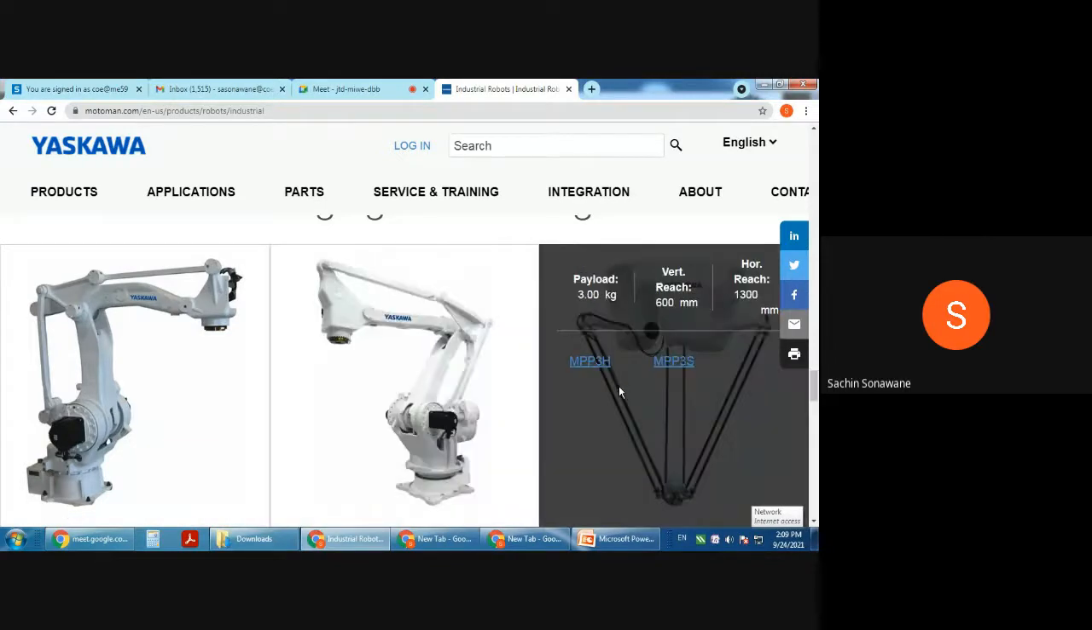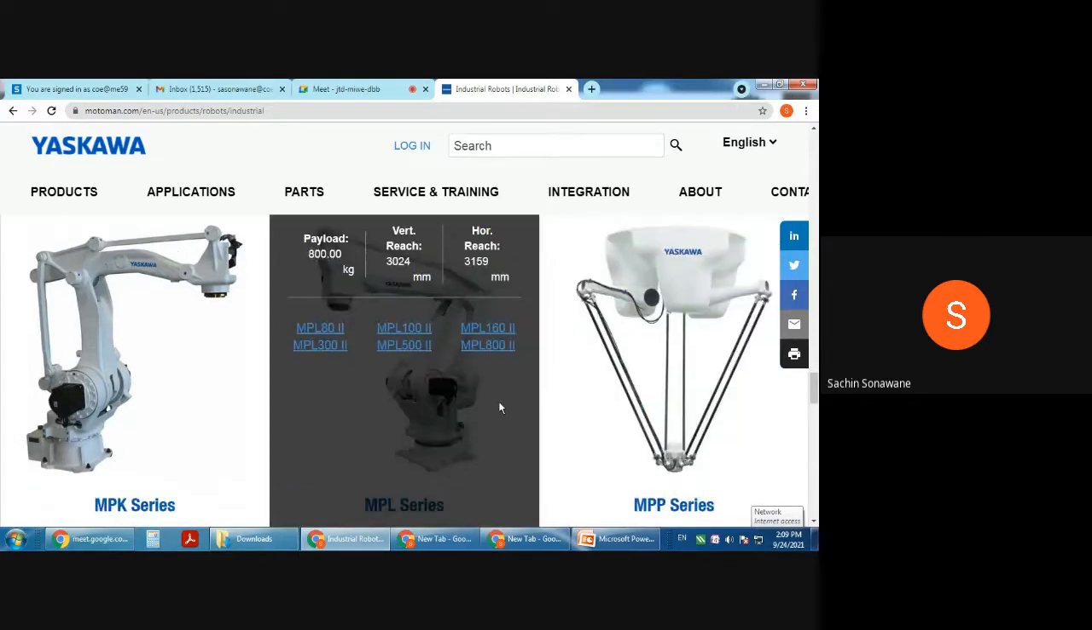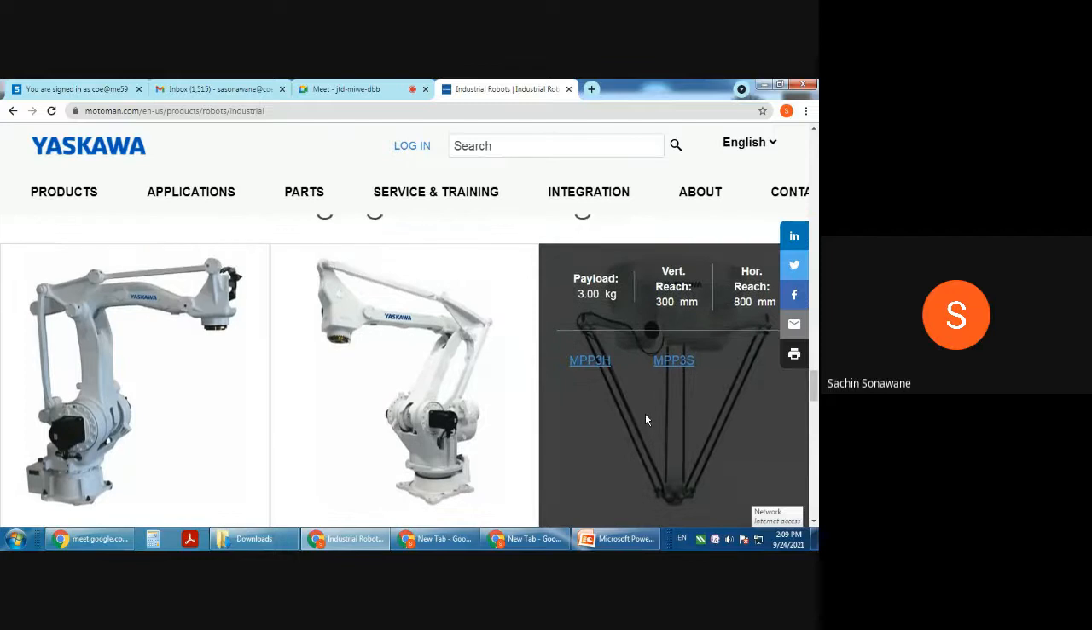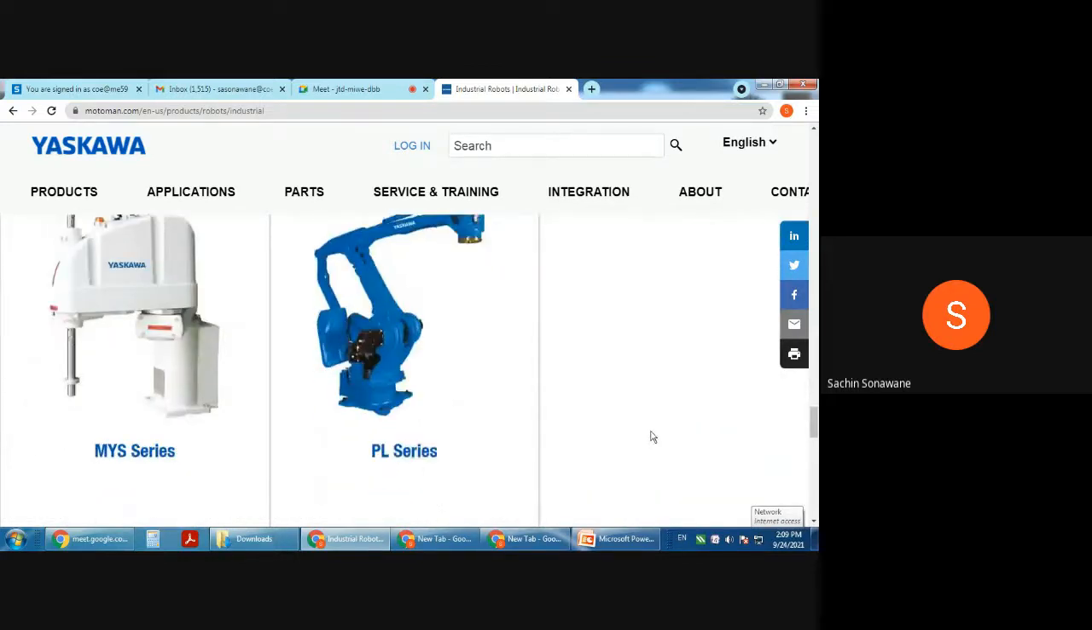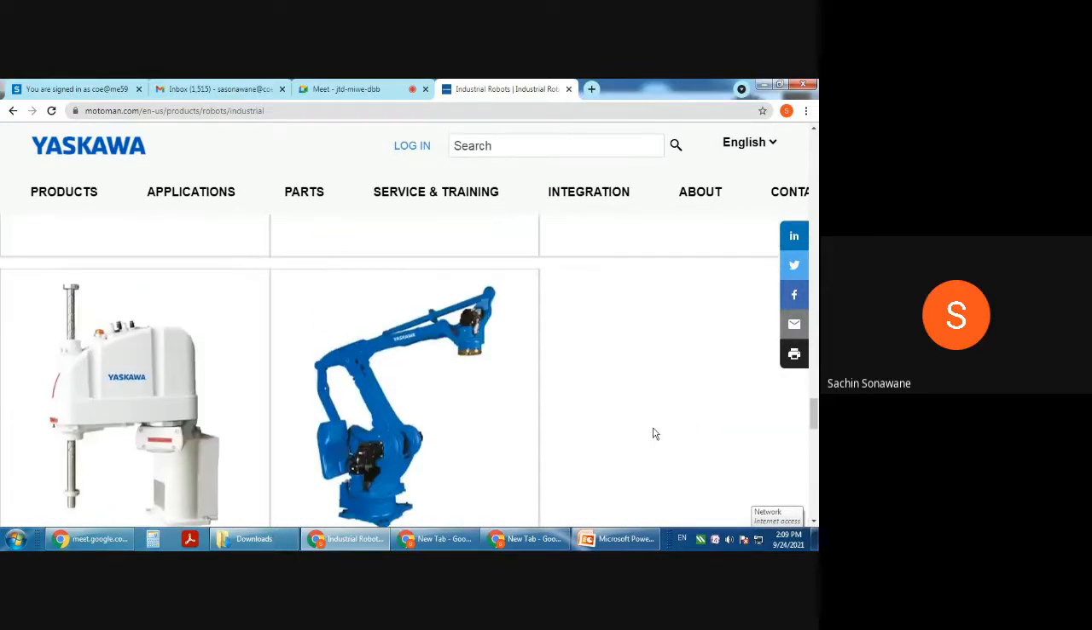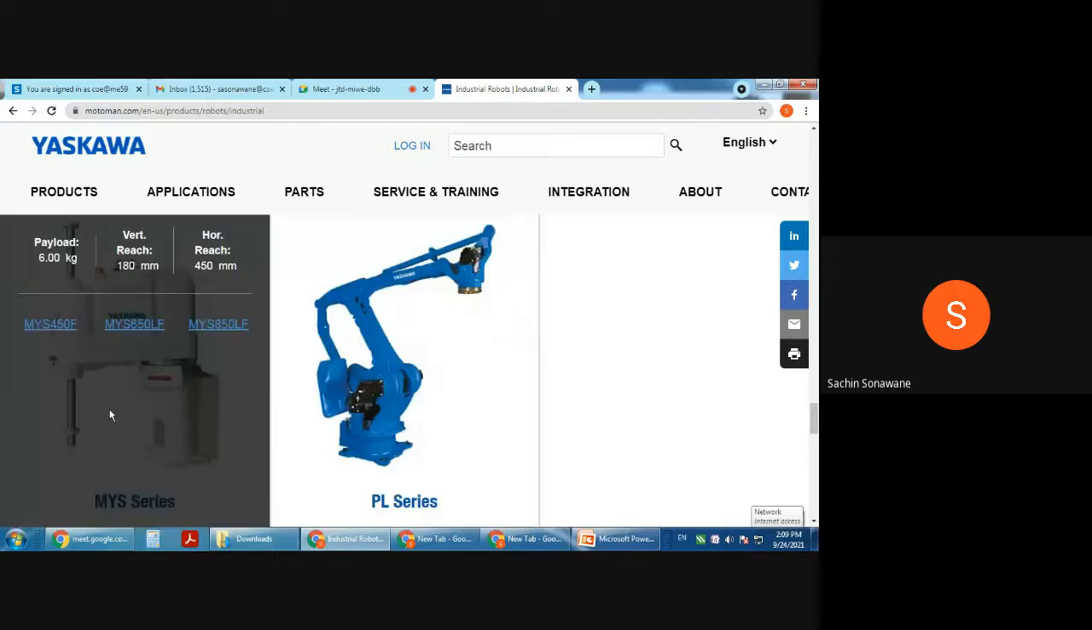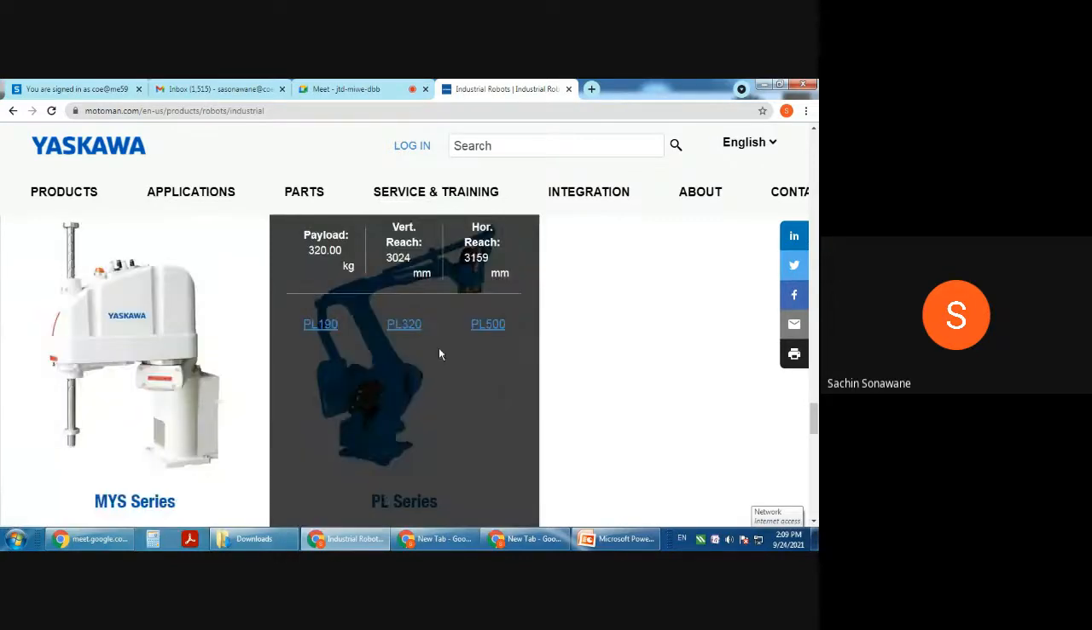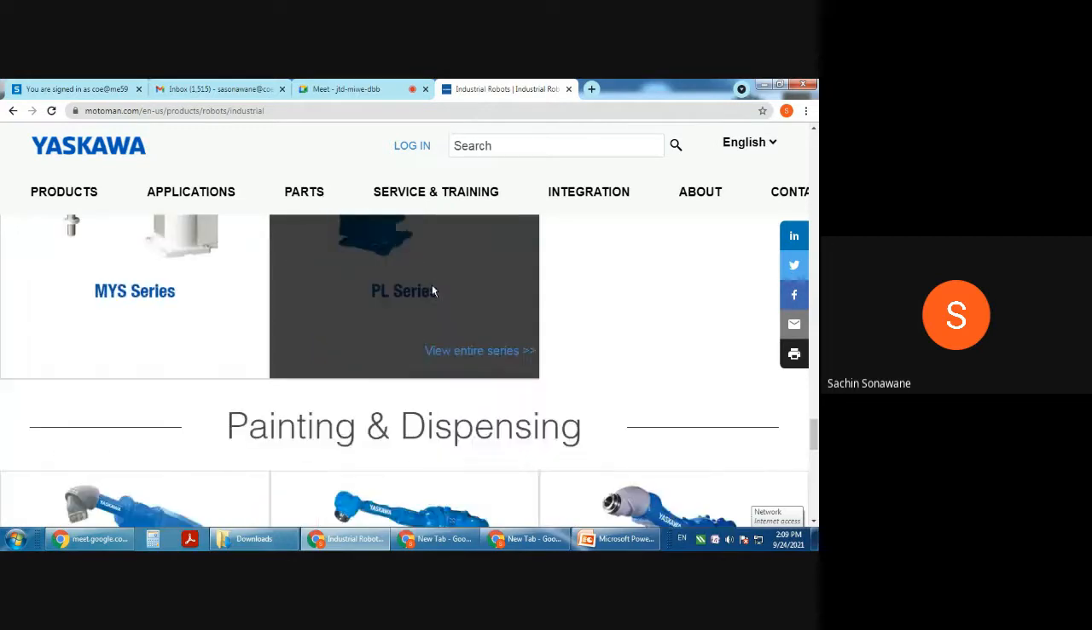This is a Delta robot. Payload is 3 kg. Here also 3 kg. This is the Delta robot MPP series. Again here the MYS series, these different specifications. PL series, these different specifications.